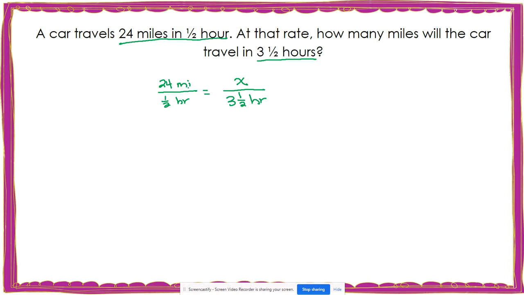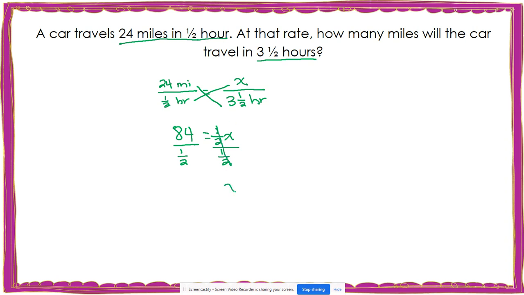I can cross multiply here. So if I multiply 24 times 3 1/2, and we can use our calculators to do this, 24 times 3 1/2 would give us 84. And then x times 1/2 would give us 1/2 x. Now to get x by itself, I would need to get rid of 1/2. 1/2 is multiplying by x, so the inverse of that is going to be dividing by 1/2 on both sides.